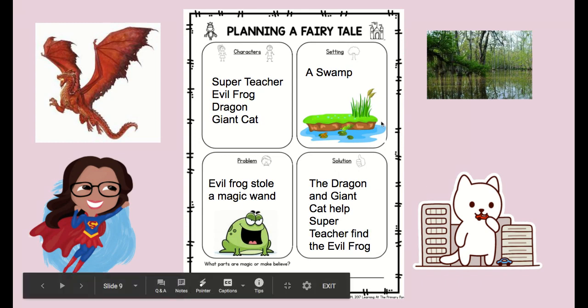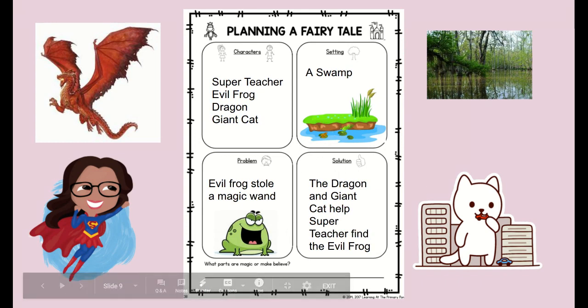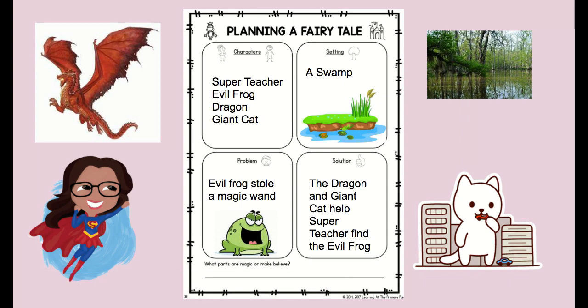And my solution will be, so how am I going to fix the problem, right? So my solution would be that the dragon and giant cat will help super teacher find the evil frog and get their wand back. So can you see how I didn't add many details to my story? I just wrote the characters, the setting, the problem, and the solution. So that's all you have to do.